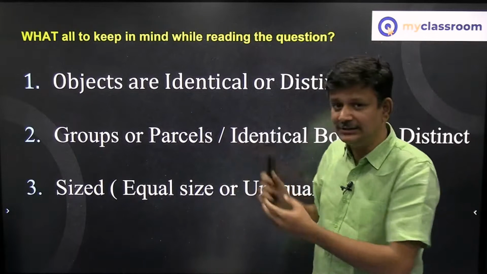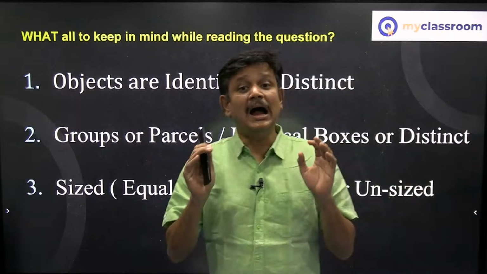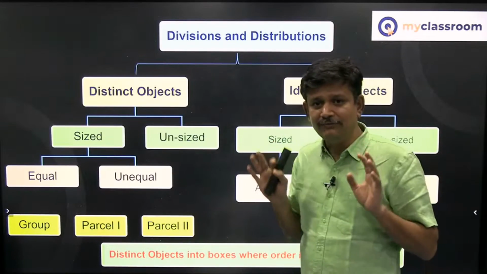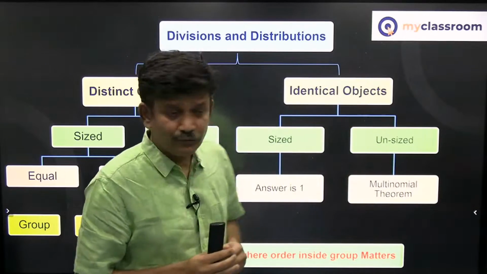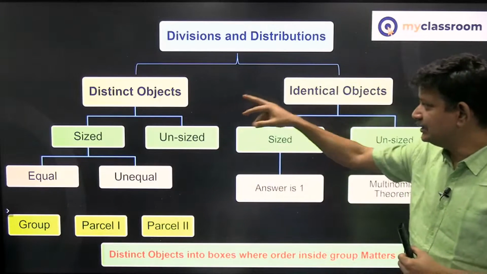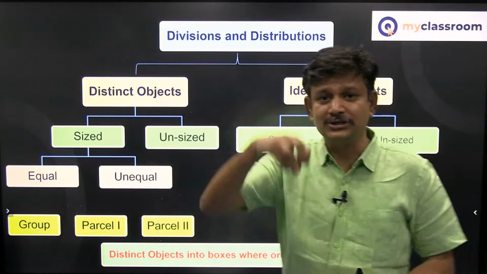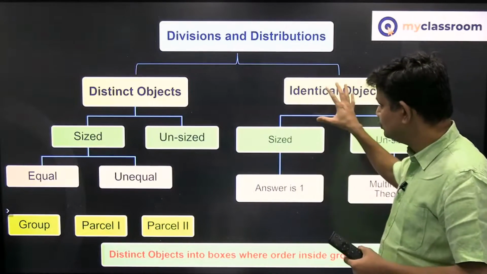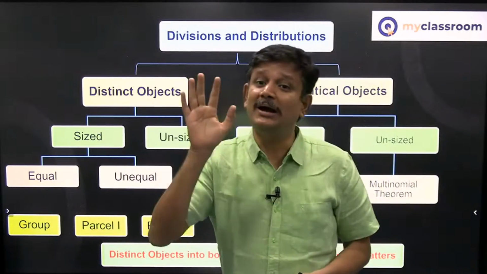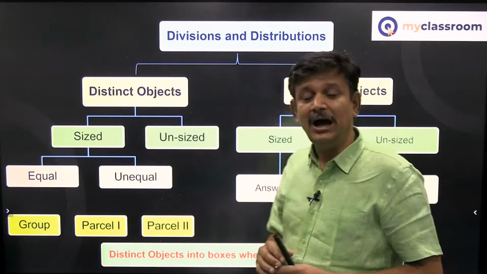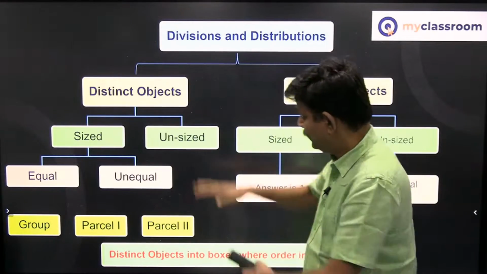It will be a very simple question. And now what to do in which case? So first and foremost, you have to see whether the things are distinct objects or identical objects, whether you are distributing identical objects or distinct objects. So more of identical objects I will deal with you in the multinomial theorem, the next video. So this will cater to most of the identical things.